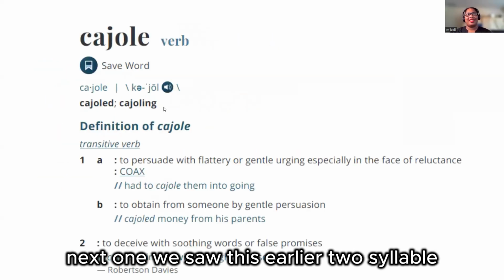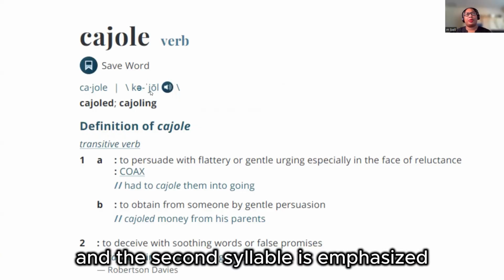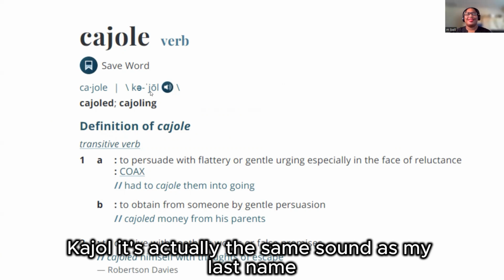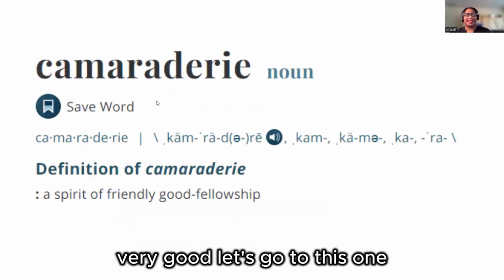Next one, we saw this earlier, 2 syllables, and we have the long O sound, "Joe" sound. And the second syllable is emphasized. So let's try it. Cajole, cajole. It's actually the same sound as my last name, Marquita. Joel, long O sound. Very good.